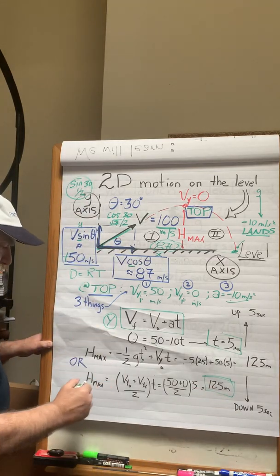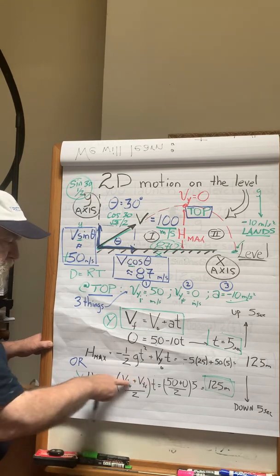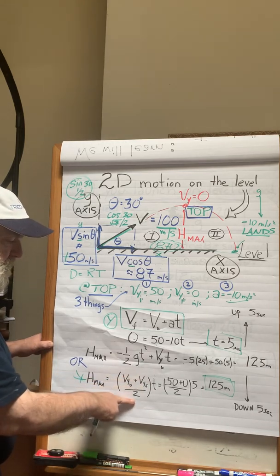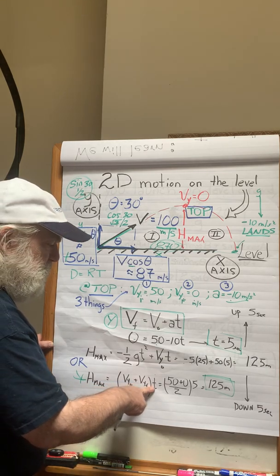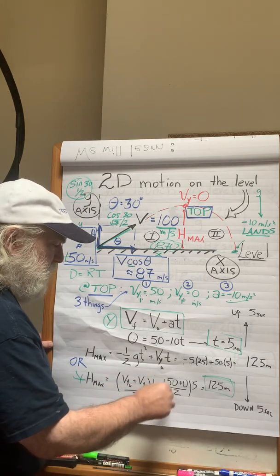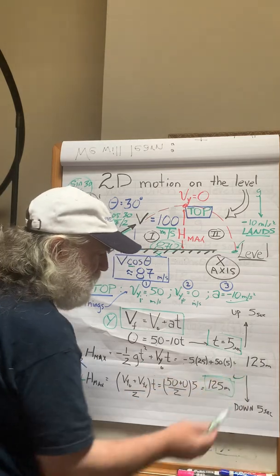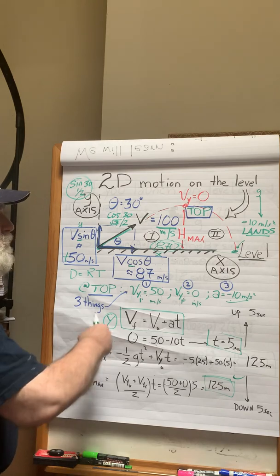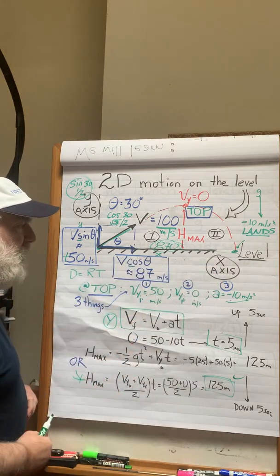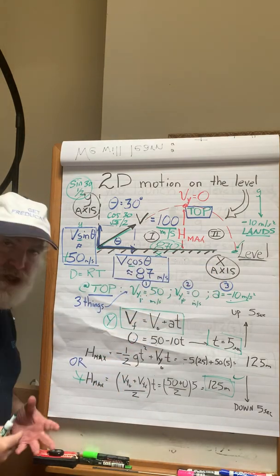Or I could use the average rate, which is 50 and 0 over 2, which is 25, times t, which is 5. So 25 times 5 is, again, 125. I'm going to get the same answer, of course, no matter which of the big four I use. That's a typical level trajectory going up. Now, I'm suggesting something different.